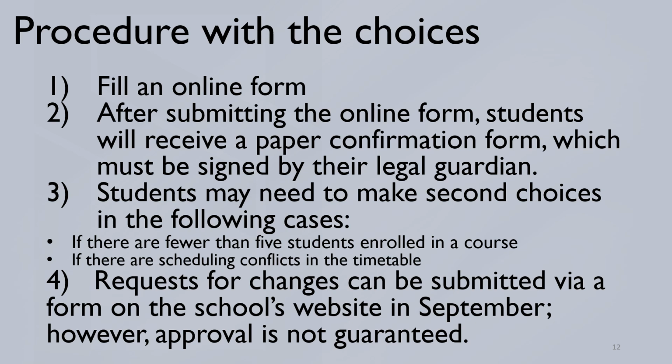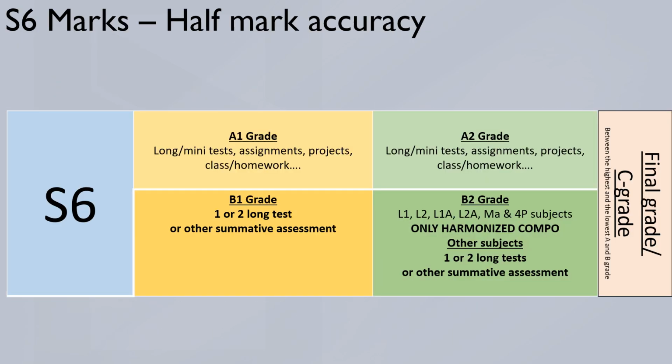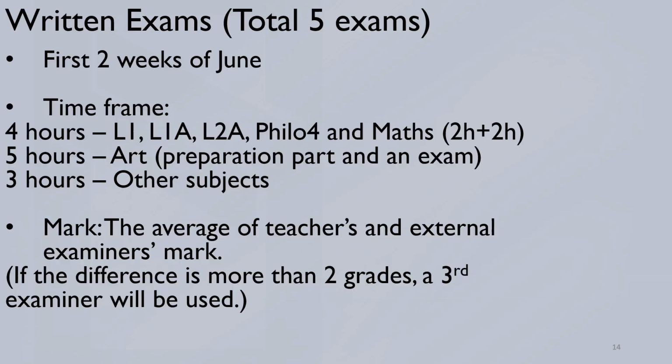However, approval is not guaranteed as the timetable has already been made. It's worth noting here that in S6, your marks will be calculated in the same way as in S5. Although S6 grades do not affect your final baccalaureate grade, universities often request them as part of your application process. As mentioned before, written exams typically take place during the first 2 weeks of June.